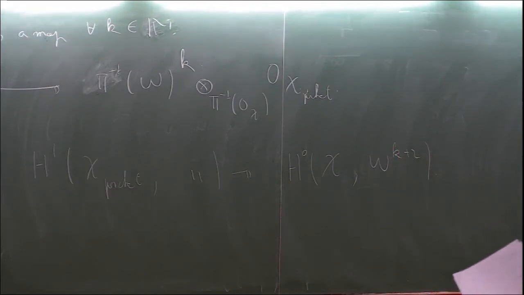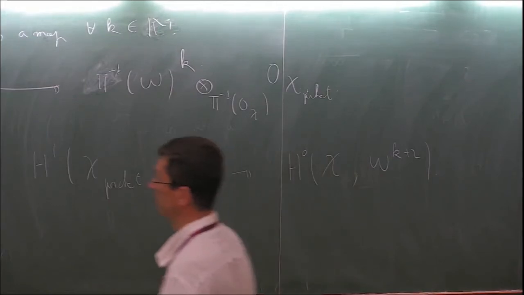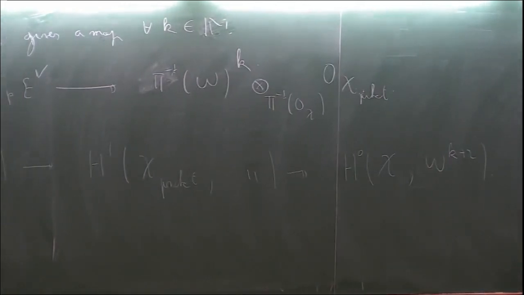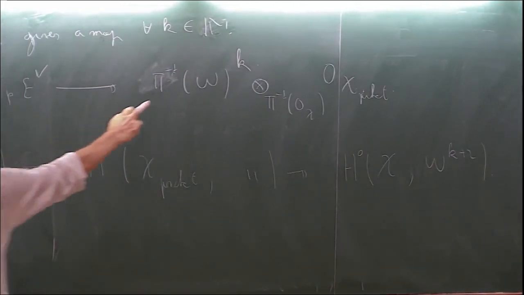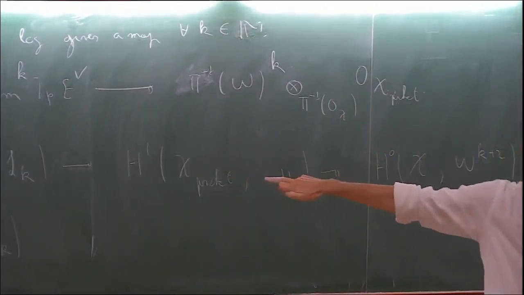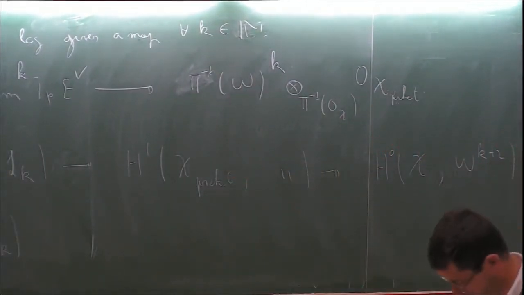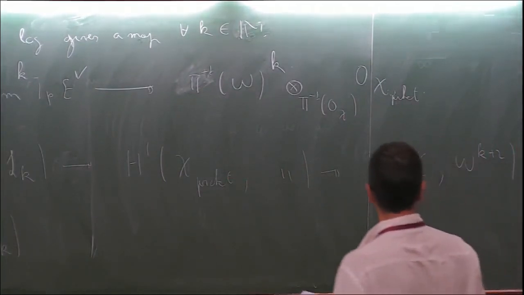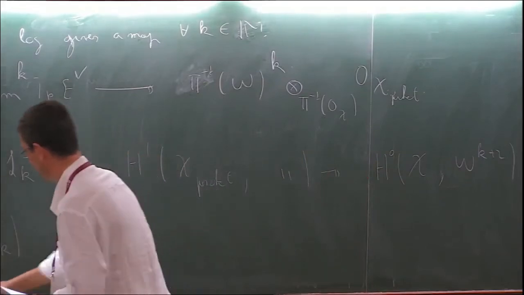Okay, so having that explicit map gives a piece that appears in the composition that we saw at the beginning. And in fact, the other piece comes from dualizing this map, and then you have an omega to the minus k, and you have the H^1 of omega to the minus k appearing on the other side that actually gives the isomorphism between the two. Okay, so what happens in our case?